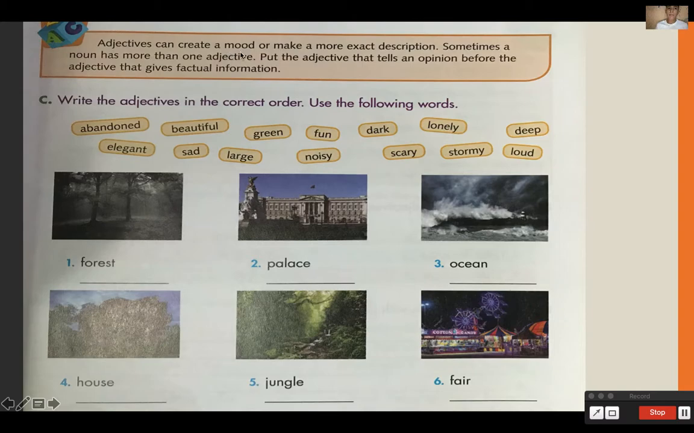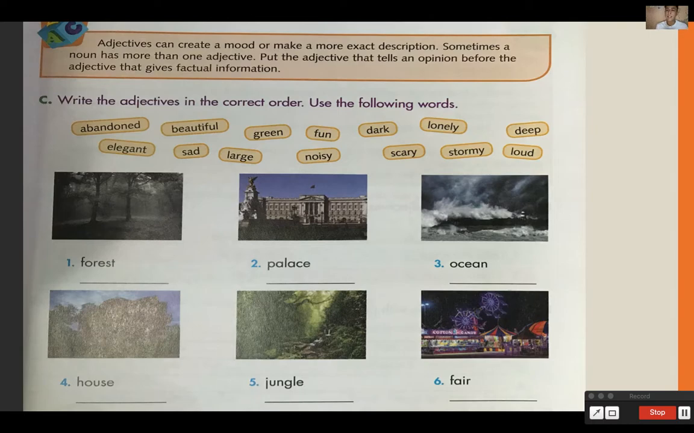Adjectives can create a mood or make a more exact description, okay? Sometimes a noun has more than one adjective. Put the adjective that tells an opinion before the adjective that gives factual information. Adjectives are words that are used in English to describe a noun. Sometimes a noun can have more than one adjective.